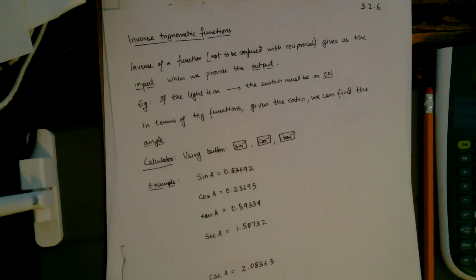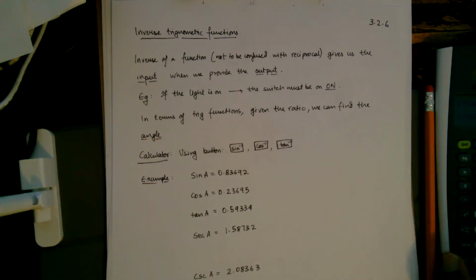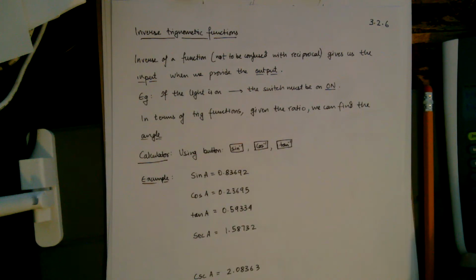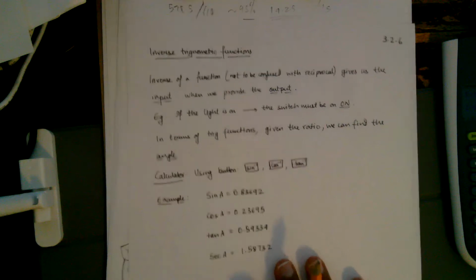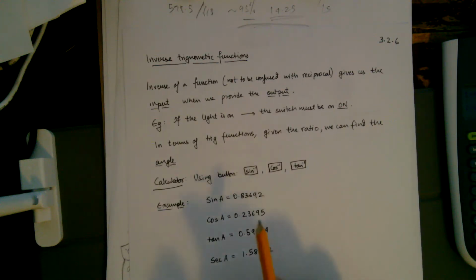Hi everyone, this is the third video for day 2 of week 3. So far we've looked at trigonometric ratios. We saw how they can be converted to functions, how to use the calculator to find specific values of the function, and a separate procedure for secant, cosecant, and cotangent. And next we're going to do something called inverse trigonometric functions.